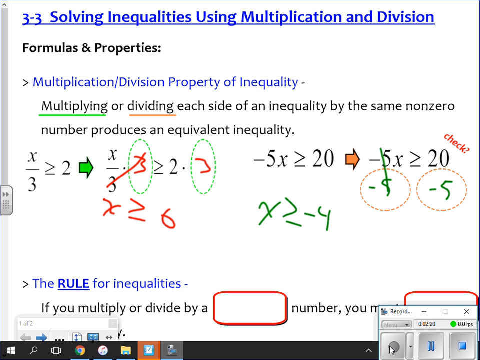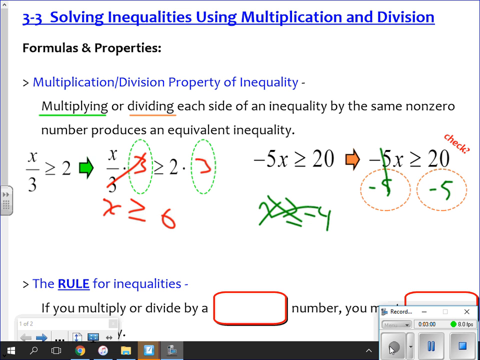Notice it says, check your answers. Give me a number larger than negative 4. Negative 3. If I put negative 3 in here, negative 3 times negative 5 is 15. Is 15 larger than 20? No. If I put another number in, let's say 10. 10 times negative 5 is negative 50. Is negative 50 larger than 20? No, it's not. So this wouldn't be right.